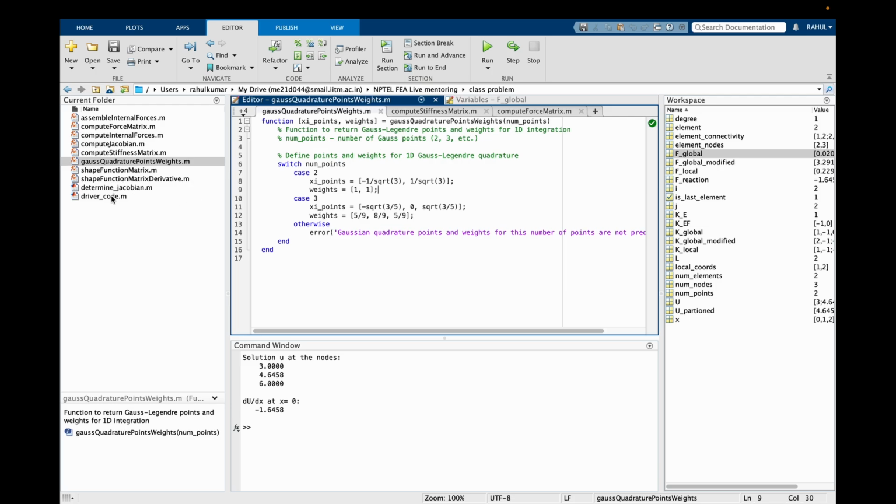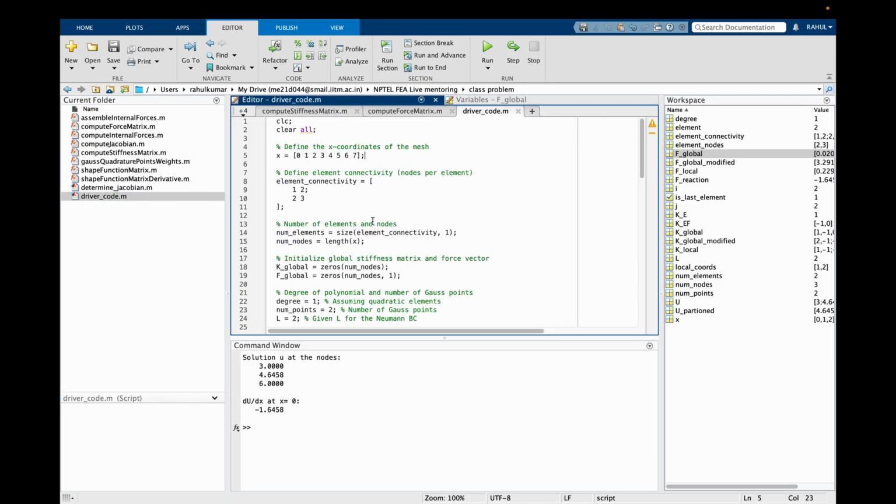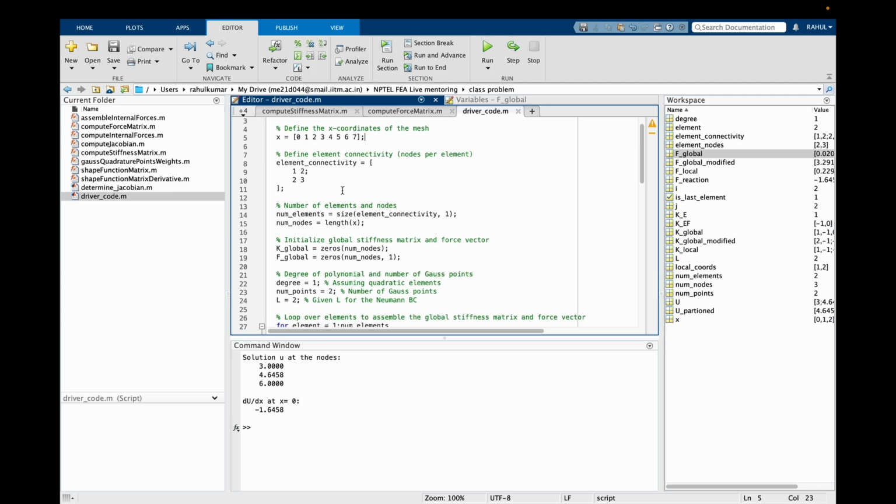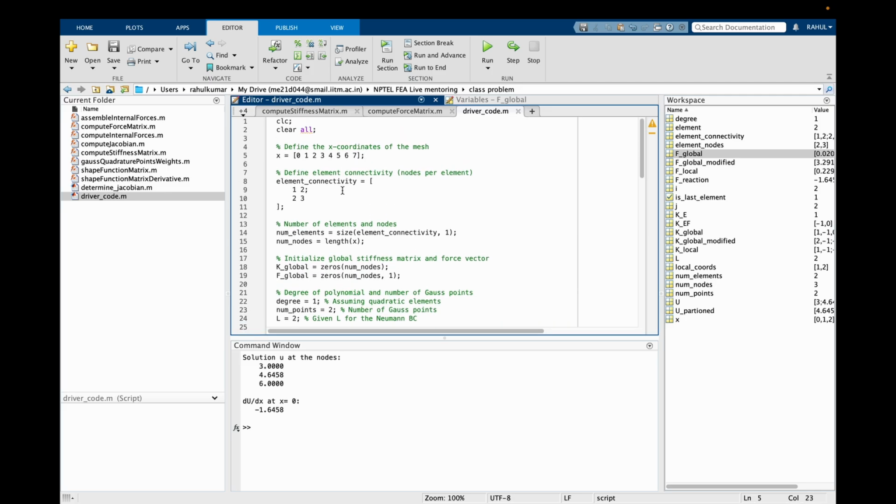This code will not run because I have not added the Gaussian quadrature for cubic elements. So this code will definitely not run as it is. But nothing to worry about, you can get the coordinates and weights from the internet. Then this code will work perfectly.